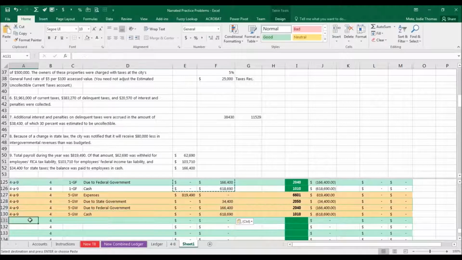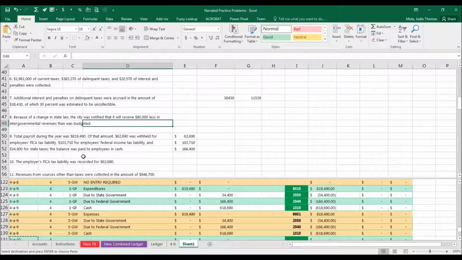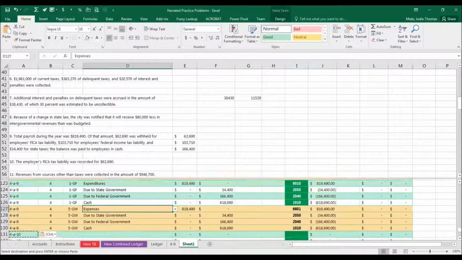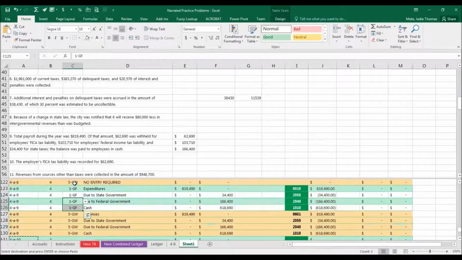Okay, well, let's go to 4A10 here. This one should be relatively straightforward given what we just did. You are talking about just having expenditures again. Number 10 says the employer's FICA tax liability, so the employer share of all this was recorded for 62,690, and except for a couple of years in our history, those two amounts have always matched: the employer's amount and the employee's amount.